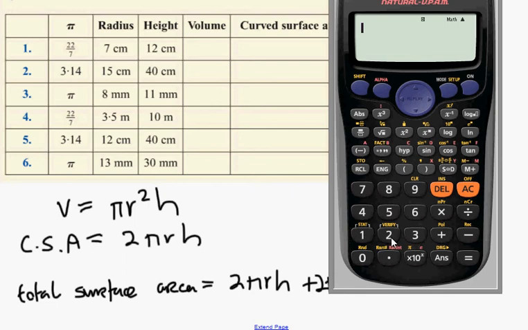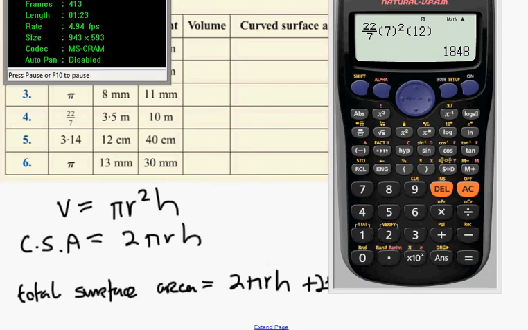Volume equals pi r squared h. So I'm going to do 22 over 7 for the first one, that's what tells me pi is. The radius is 7 squared, so I'm just going to put in bracket 7 squared. And then finally I'm going to multiply it by the height, which is 12. And then close it. And then I'm going to get 1848. Okay?